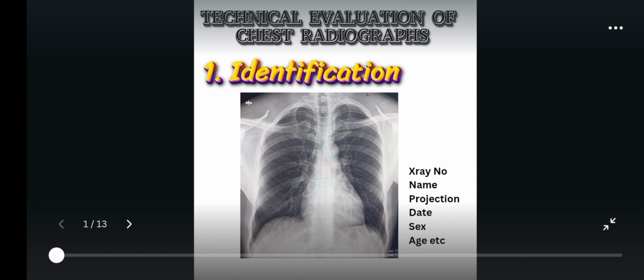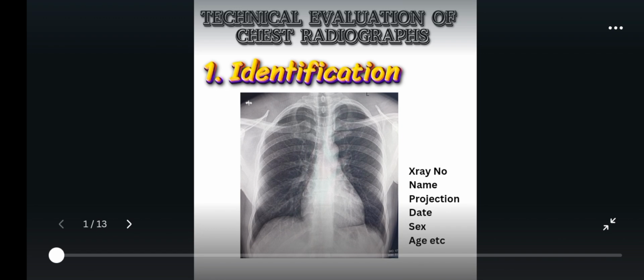The first one is identification. There are particulars we use to identify the radiograph. This is to enable us to know the patient that owns the radiograph, to avoid giving a radiograph to a wrong patient. The particulars include the X-ray number, the name of the patient, the projection we obtained, the date it was obtained, the sex of the patient, and of course the age.